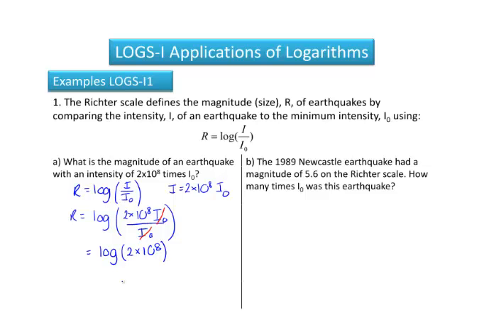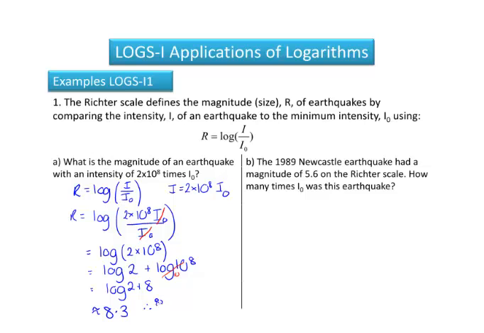You can just plug that straight into your calculator, or you can split that up as log of 2 plus log of 10 to the 8. These will cancel because that's a base 10. So I'm left with log of 2 plus 8. Plug that into your calculator and you get approximately 8.3. Finish with a therefore because it's a therefore question.